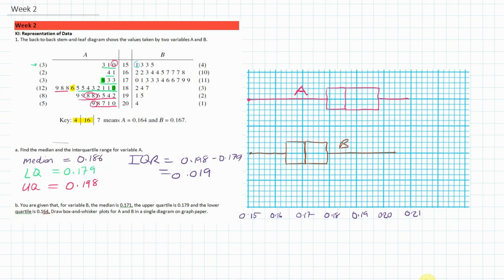Median is 0.171. Yep, I think that's fine. Okay, so there we go. That's how to do those box and whisker graphs. You can see that there's quite a long tail here for A and one here for B, and that the spread is further in A than it is in B if you look at the boxes.